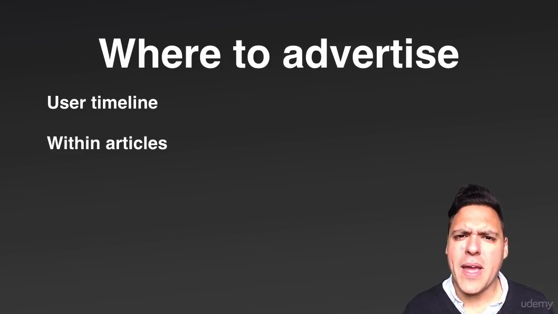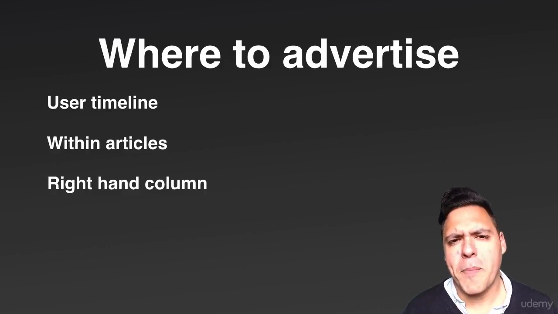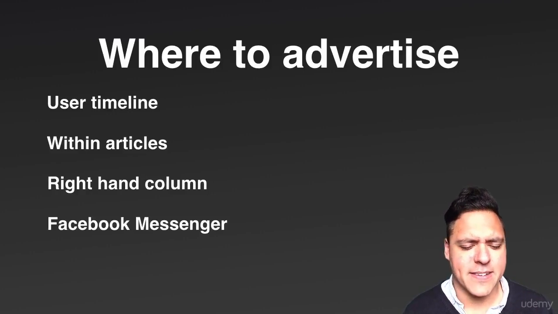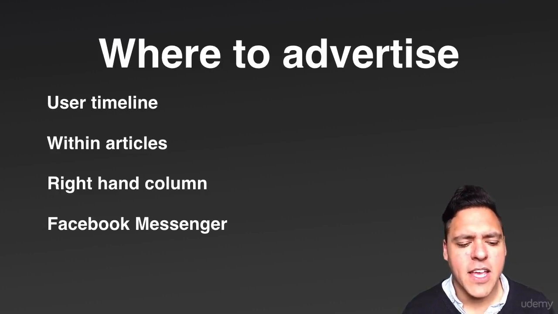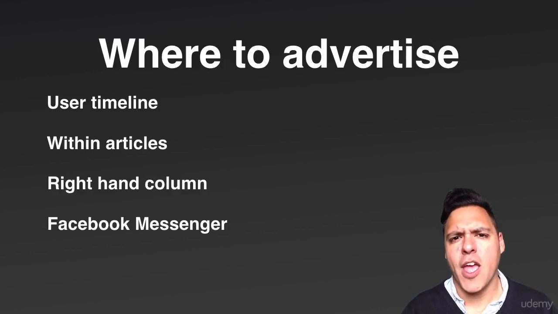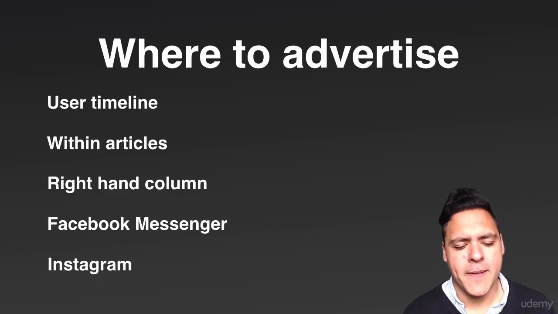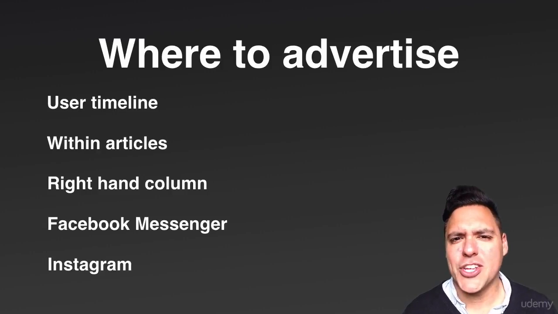And if you decide to advertise within articles, then when somebody is scrolling through an article, your ad appears in the middle of it. It also appears on the right-hand column of the newsfeed, and I'll show you that in just a second. You can also advertise now on Facebook Messenger. So you can get right in front of your audience on Facebook Messenger, which is the messaging app within Facebook. So when you are messaging somebody, Facebook Messenger is what you use.